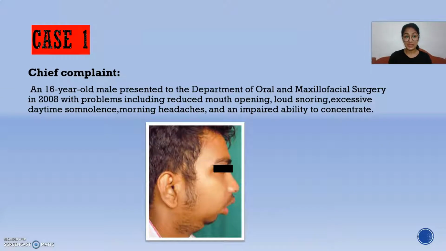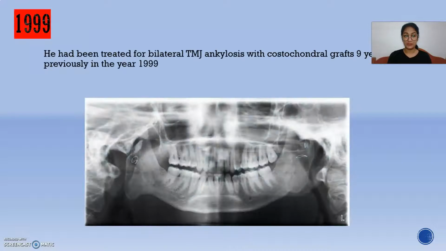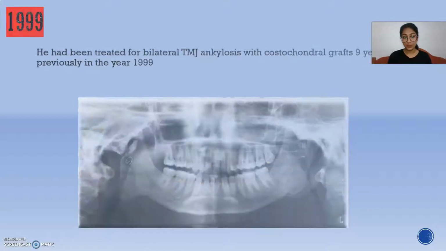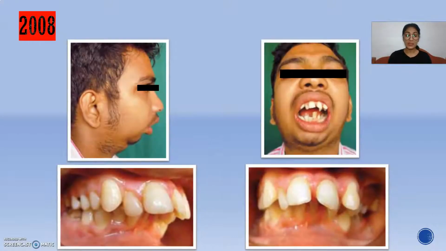This is the first case that I'm going to present, which is of a 16-year-old male who came to the Department of Oral and Maxillofacial Surgery with the chief complaint of reduced mouth opening, loud snoring, excessive daytime somnolence, morning headaches, and inability to concentrate. He had been treated for bilateral TMJ ankylosis with costochondral grafts 9 years ago. The patient presented with a retroposition mandible, convex profile, restricted mouth opening, and a severe malocclusion.